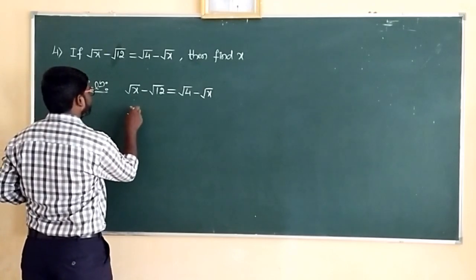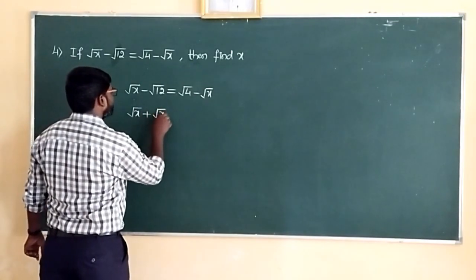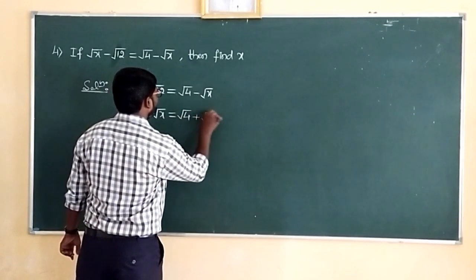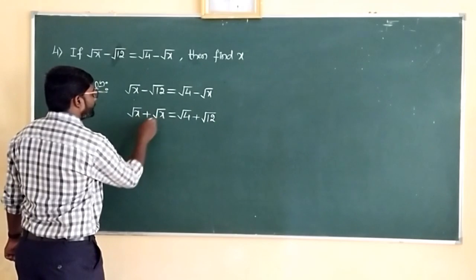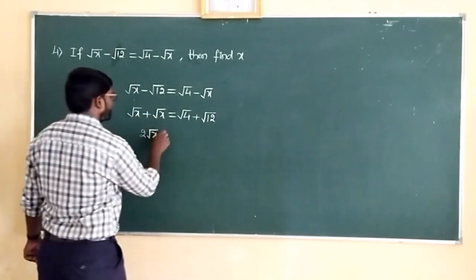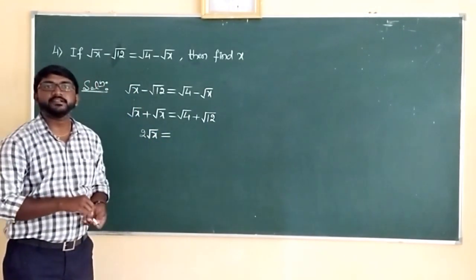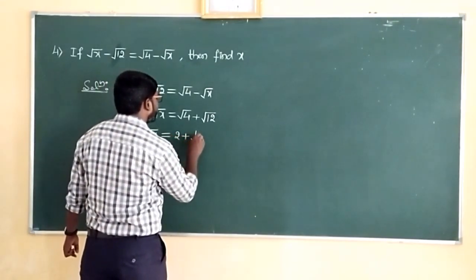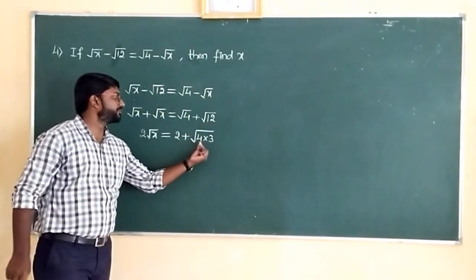So root x I write as it is, plus root x, which is equals to root 4 plus root 12. Then root x plus root x will be 2 times root x. 2 times root x, which is equals to... So now, what is the value of root 4 here? It is 2. 2 plus. So now root 12 can be written as 4 into 3. So here 12 I have written in this form, 4 into 3.